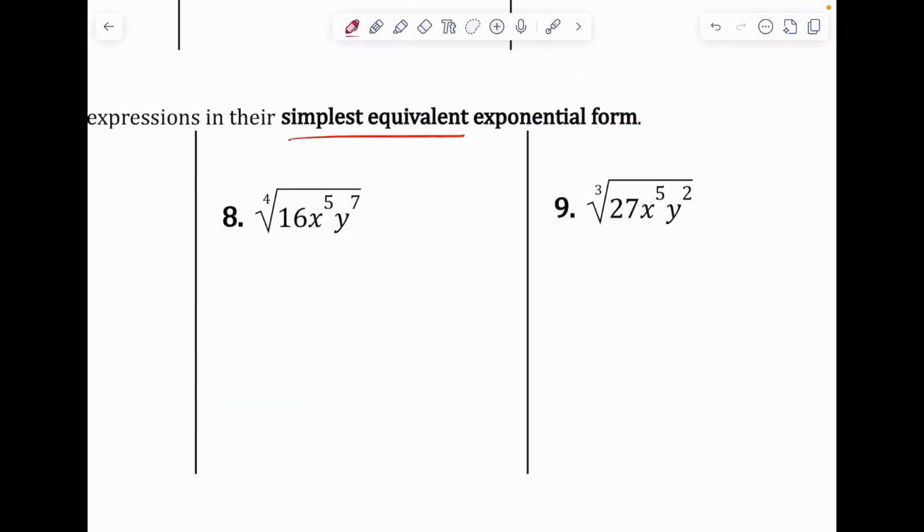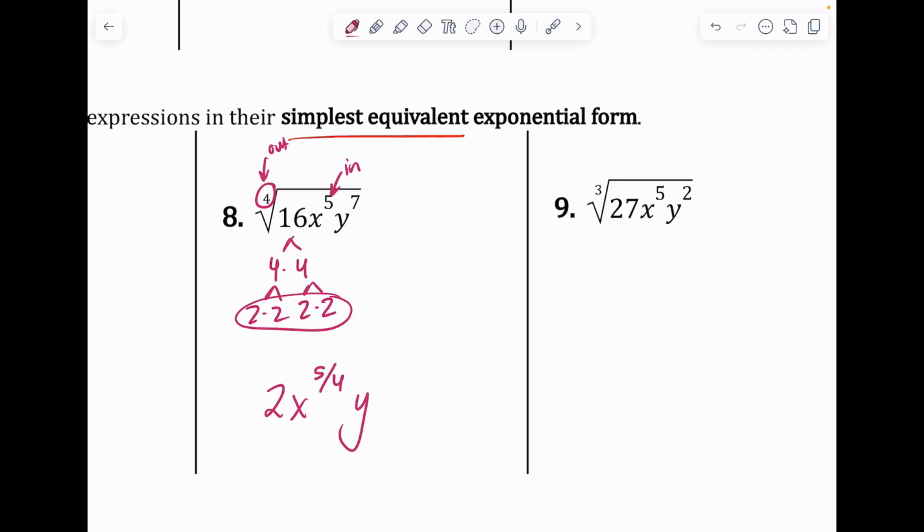Fourth root of 16, x to the 5th power, y to the 7th. All I'm going to do is rewrite in an equivalent exponential form. So I'm going to think of 16, what number is going to 16, 4 and 4, but I need a number that repeats 4 times. I keep breaking this up, and I get 2 repeating 4 times. So 2 is a group, so it comes out, 2, and then my exponent is x, and x has an exponent of 5. This was in, and this was out. So my exponent over my root, and then the same with y. Y is my next base, 7 is my exponent, over 4.